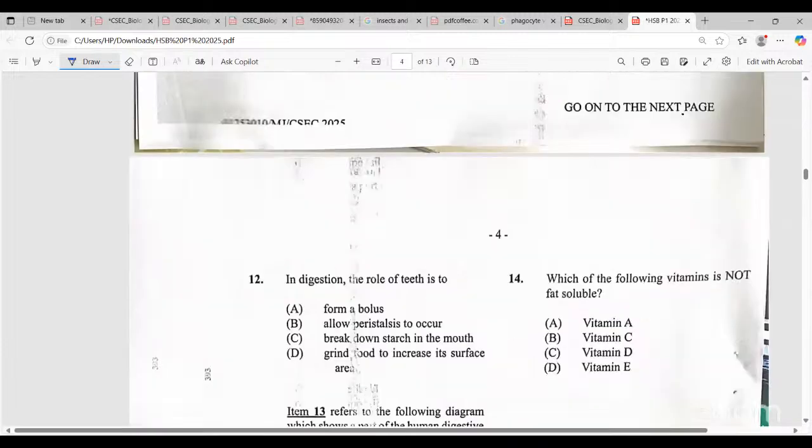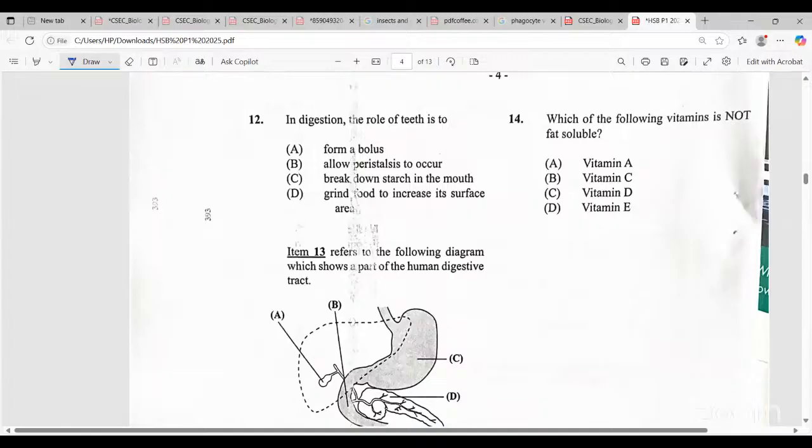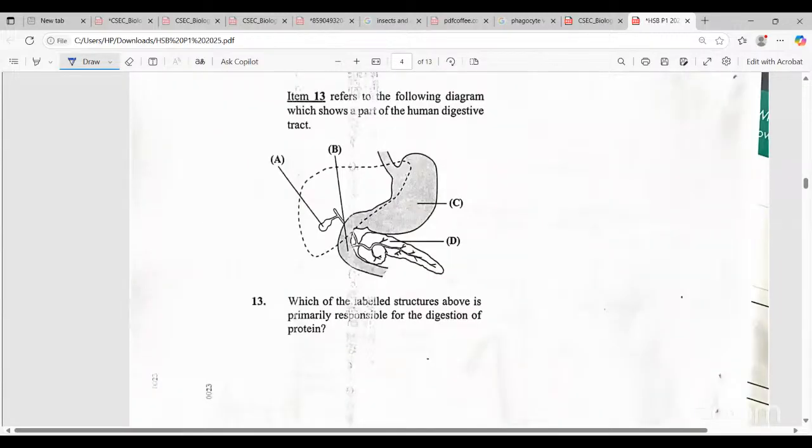All right. Question 12. In digestion, the role of the teeth is to grind food and increase its surface area. Item 13 refers to the following diagram, which shows a part of the human digestive tract. And it says which of the labeled structures above is primarily responsible for digestion of protein. Protein is digested by the enzyme pepsin, and pepsin is found in the stomach, and stomach is C. So 13 there will be C.